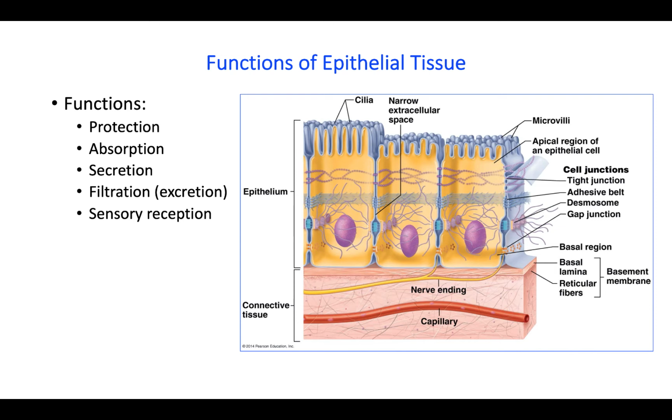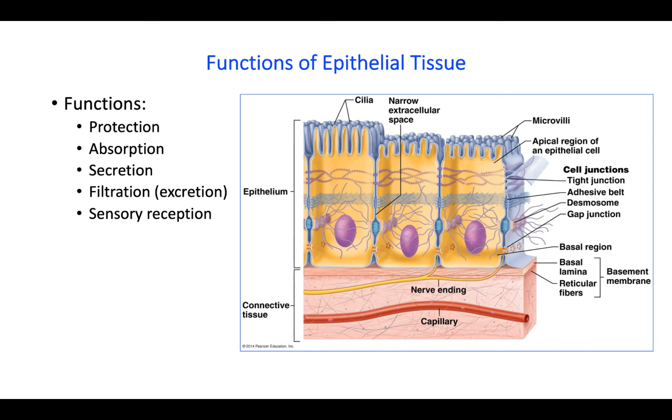The third function is secretion. Epithelial cells are specialized to secrete certain products in some parts of the body. For example, cells lining the respiratory tract secrete mucus, and this mucus traps incoming microorganisms and dust particles. Some epithelium of the small intestine releases digestive enzymes. So epithelial tissue has the capacity to secrete.